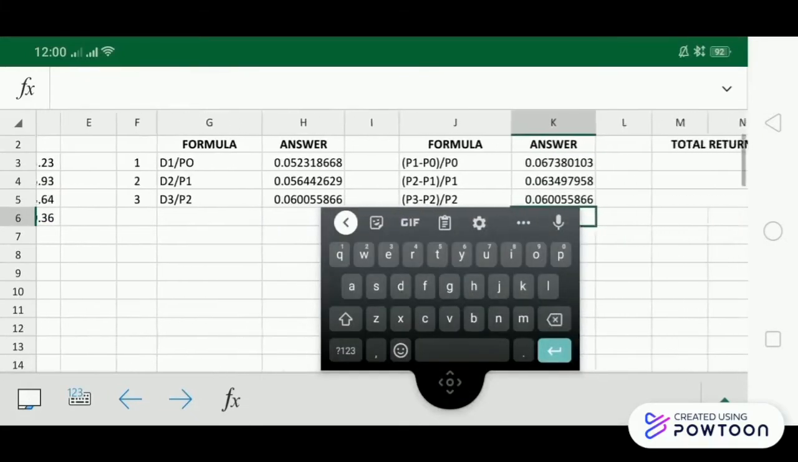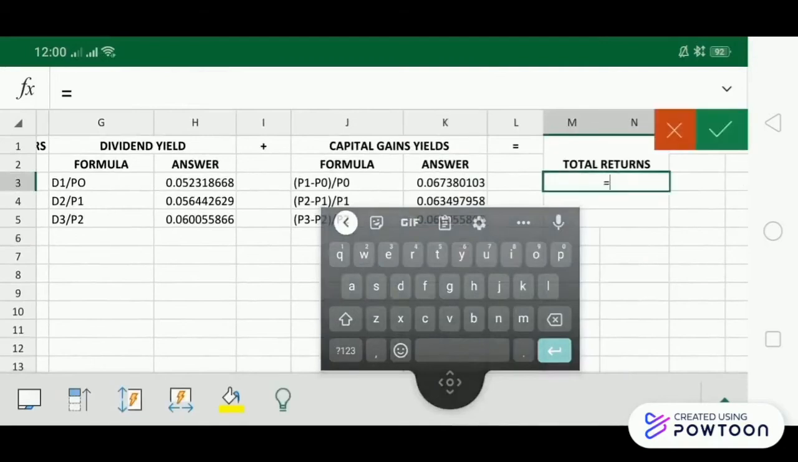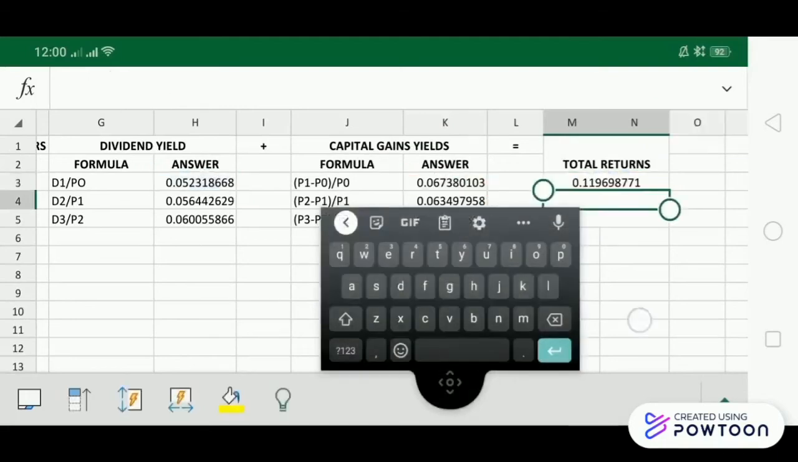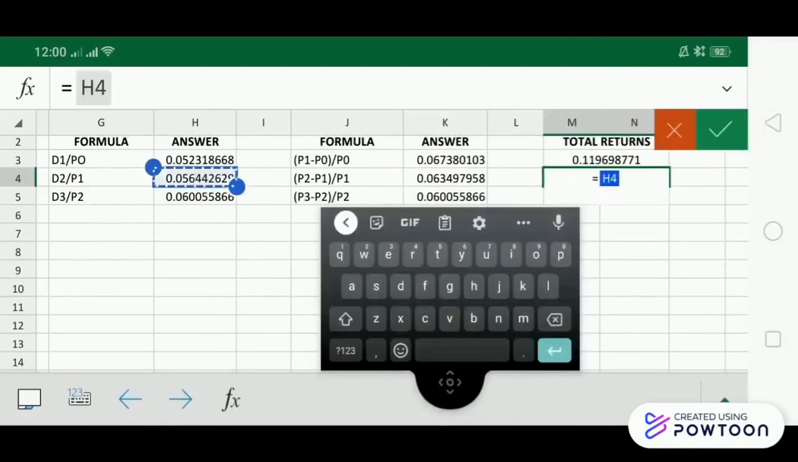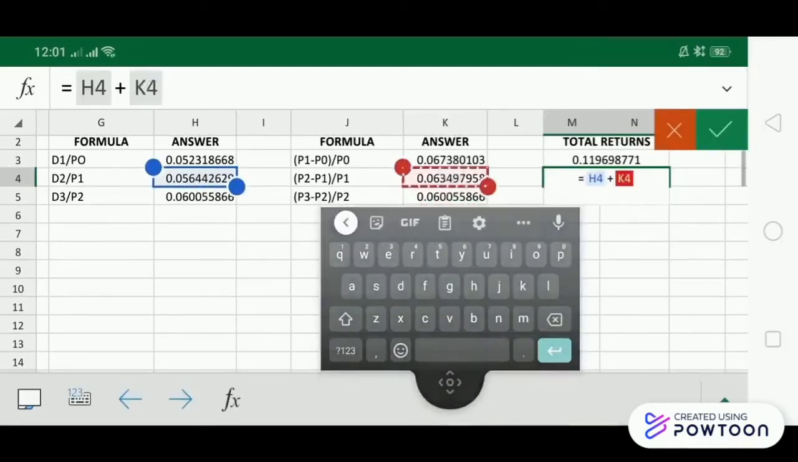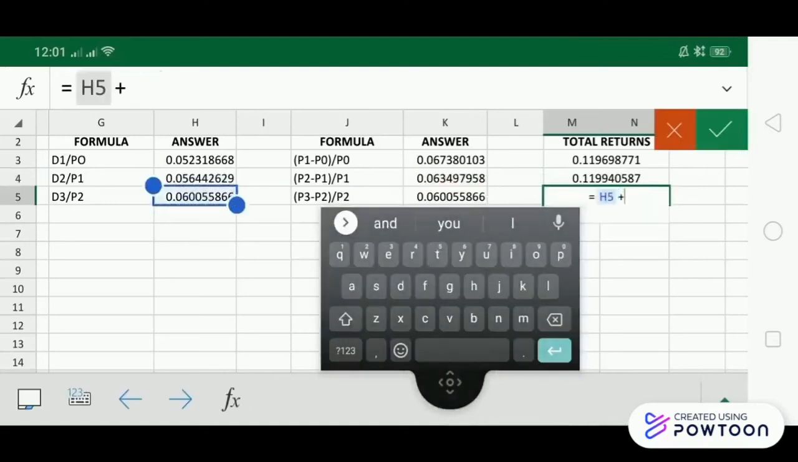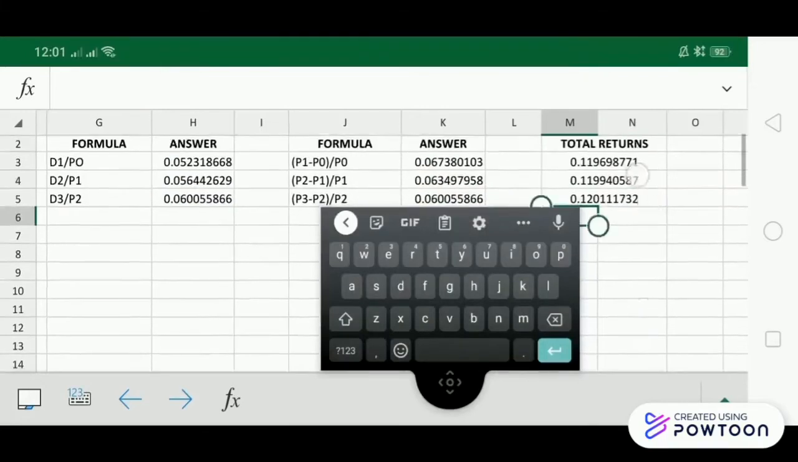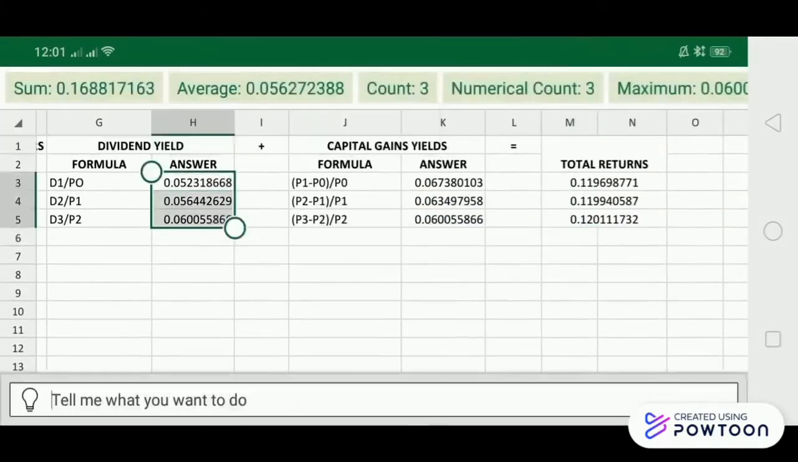And now let's compute for the total returns per year. For the first year, just add up the values of the dividend yield for the first year and the capital gains yield for the first year. Next is for the second year, just add up the value of dividend yield for the second year and the capital gains yield for the second year as well. And for the last year, just add up the value of dividend yield for the third year and the capital gains yield for the third year. And let us just convert this into percentage.